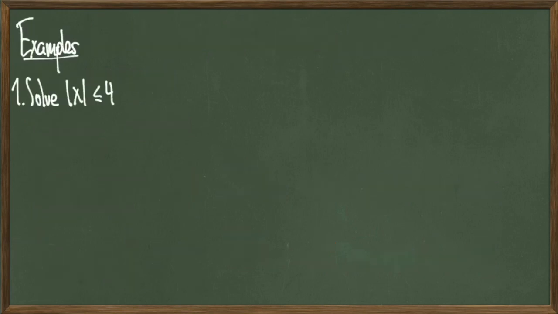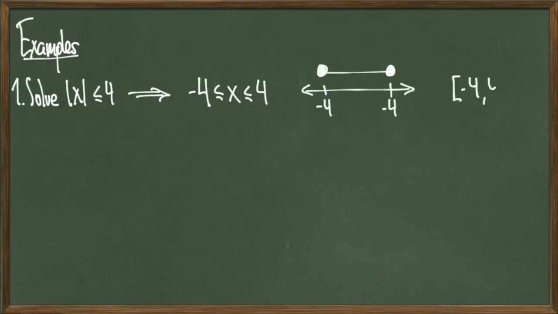We'll first solve absolute value of x is less than or equal to 4. The setup is ready to go because I have all my absolute value stuff on one side and all my numbers on the other side. Since this is less than or equal to 4, we have a type 1 inequality, so we can set up the inequality negative 4 less than or equal to x less than or equal to 4. When we plot this on the number line, it looks like this, and then we simply write our solution in interval notation. So our solution set is the closed interval from negative 4 to 4.